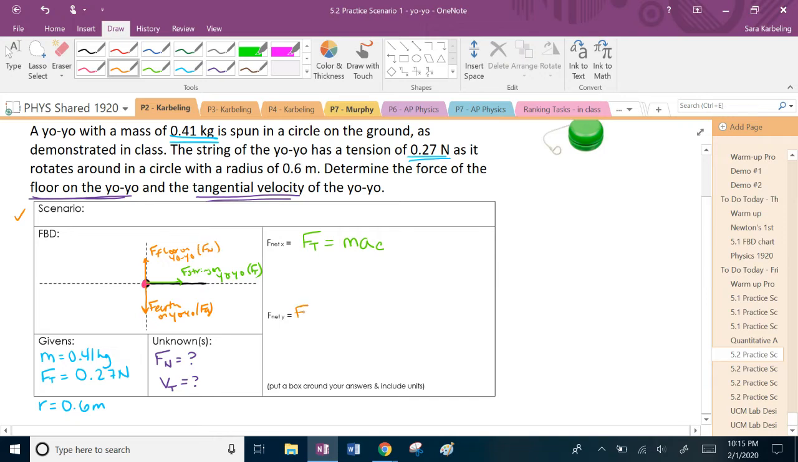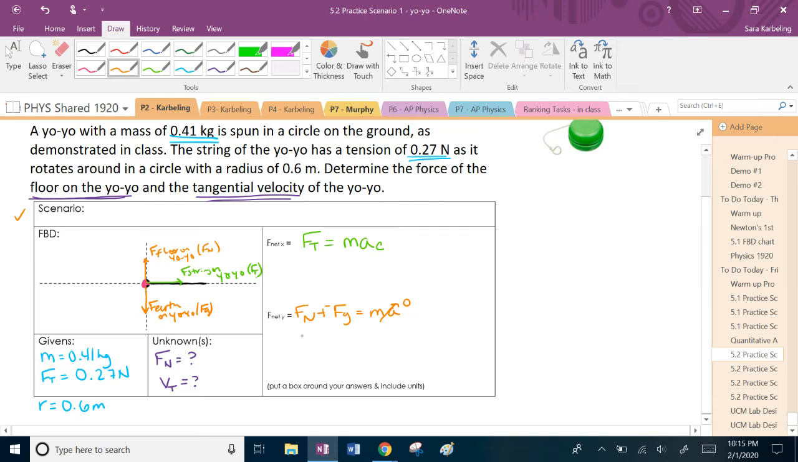We've got the normal force pushing up, and we've got the gravitational force pulling down. And those two are going to cancel each other out because the yo-yo is not accelerating in the upward or downward direction. So while that does equal ma, that a is 0. So the net force in the y direction is 0.